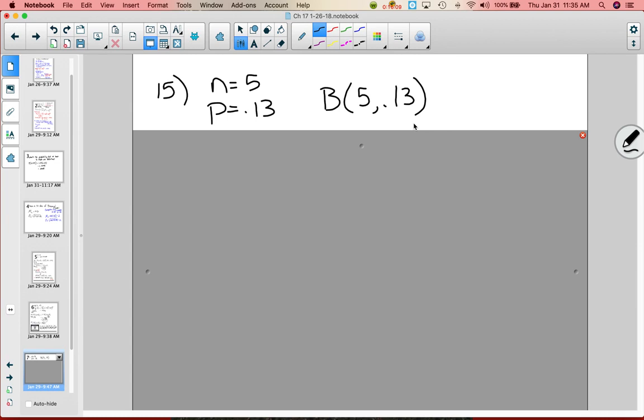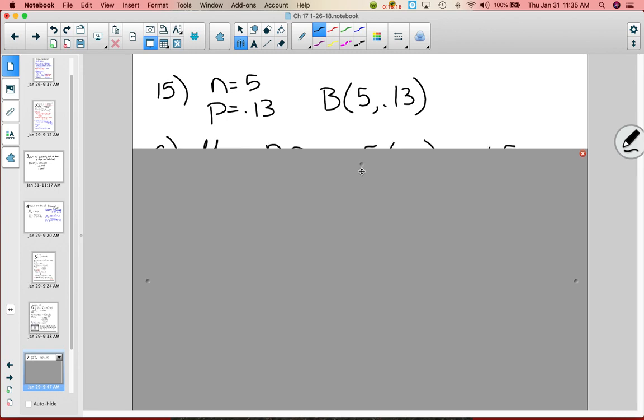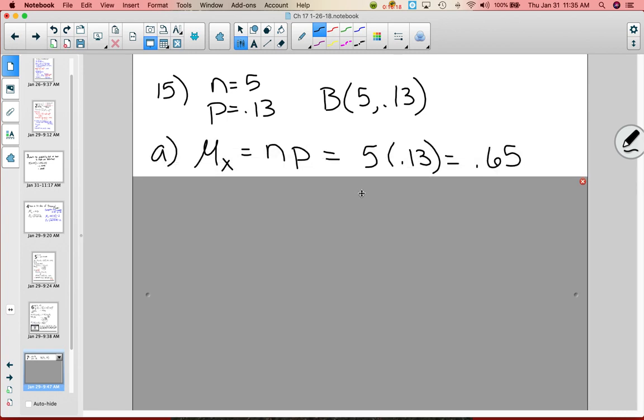When you see the wording, how many lefties do you expect? That's talking about expected value, which means it's the average or the mean. So we need this formula. So mu sub x equals n times p equals 5 times 0.13 equals 0.65. Now, you might argue, how can you have 0.65 of a person? Regardless, that's the value that you would report for the mean of the binomial model.